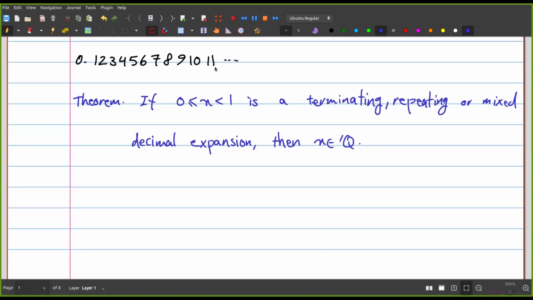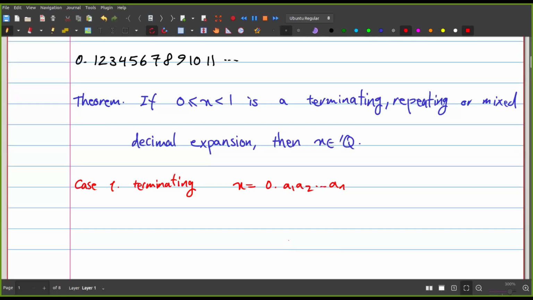Okay, this is pretty easy to prove. So it's just the casework. So my first case is if x is just a terminating expansion. So I have something like this. I have that x is 0.a1, a2 to an.